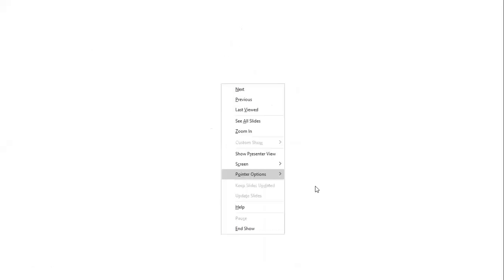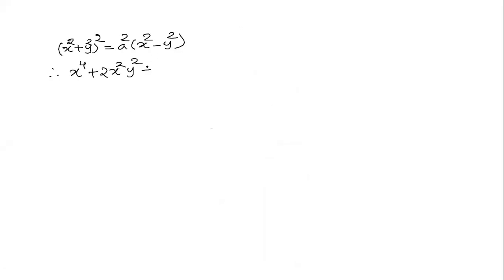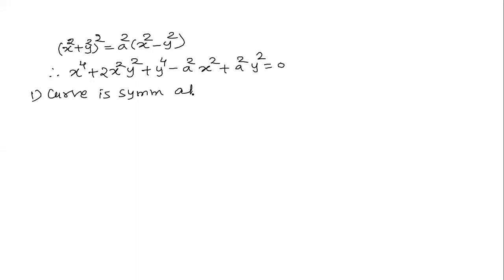Otherwise, that is going to create a problem for me. The problem was (x square plus y square) to the power 2 is equal to a square into (x square minus y square), and that simplified to x to the power 4 plus 2x square y square plus y to the power 4 minus a square x square plus a square y square is equal to 0. The first thing we have written: curve is symmetric about both the axes.